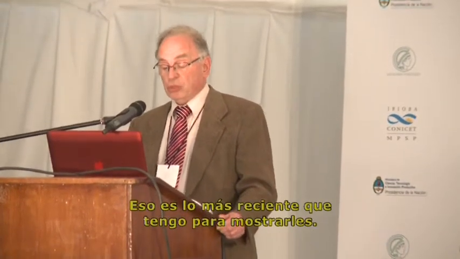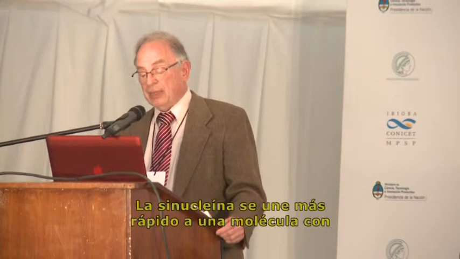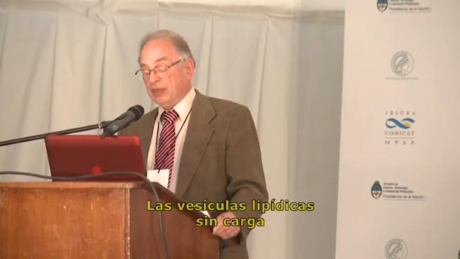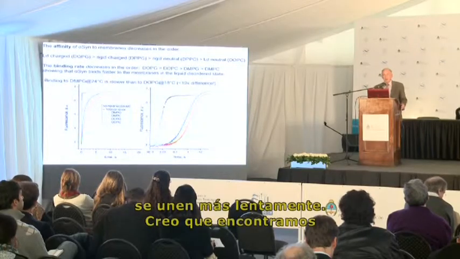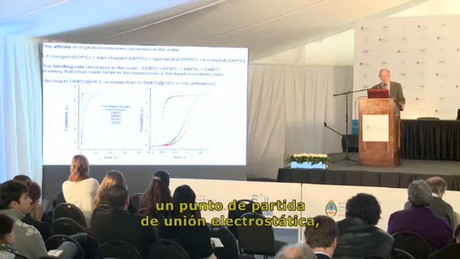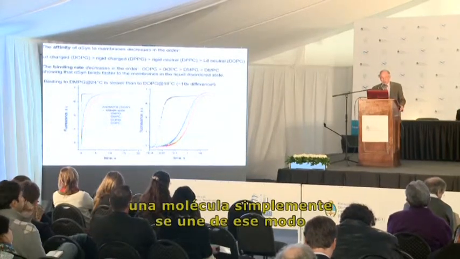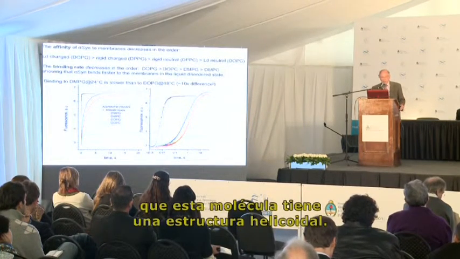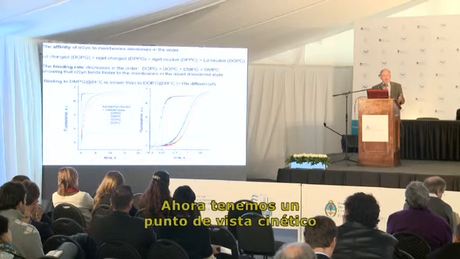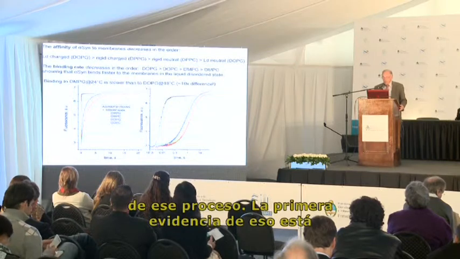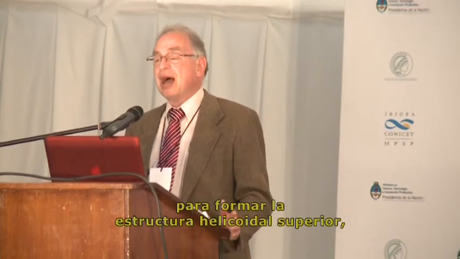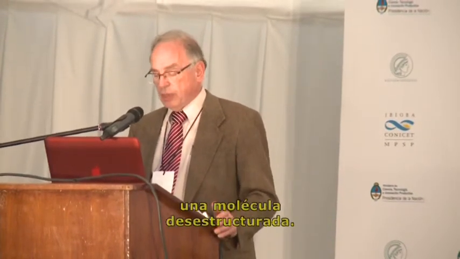The most recent thing is to show that in the case of synuclein, you get binding very fast to a charged molecule, for example, a negatively charged vesicle, whereas uncharged lipid vesicles bind more slowly. What we have found in this study is that the initial binding is electrostatic. The molecule simply binds by that means and then rearranges to form structure. This is new information. It's thought that this molecule becomes alpha helical, and we now have a kinetic view of that process, the first evidence for that in the literature, and it takes about half a second to form the alpha helical structure after the protein binds, probably as an unstructured molecule.